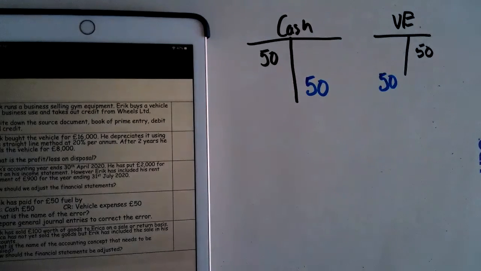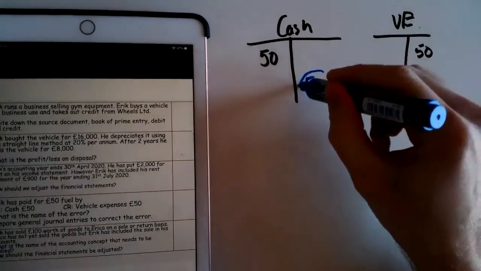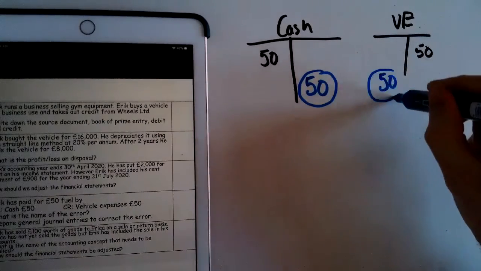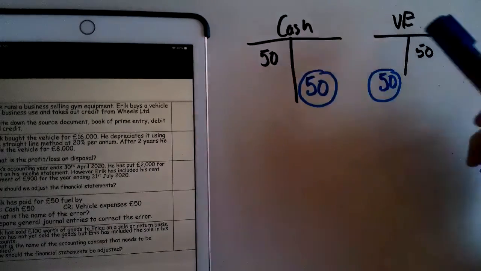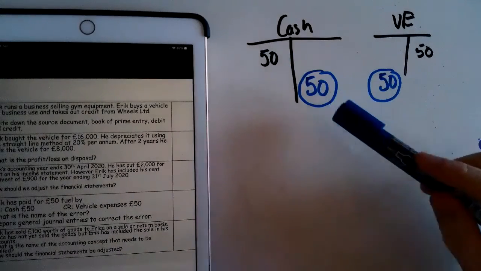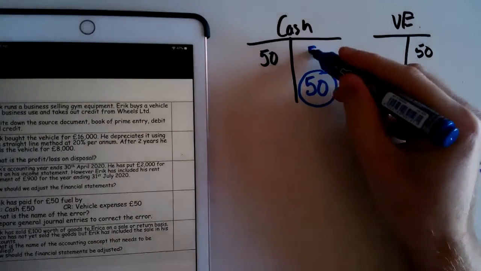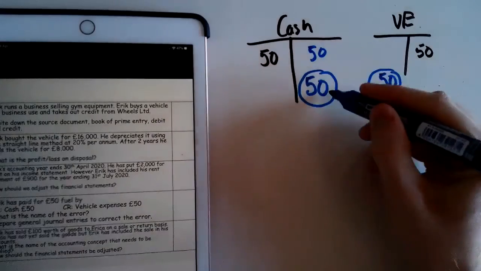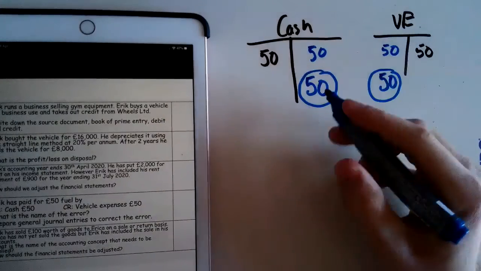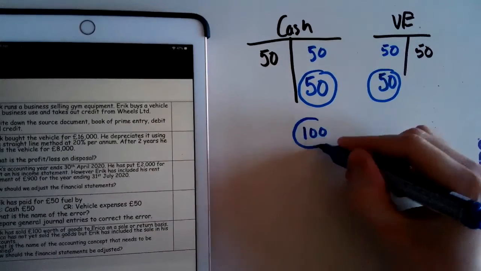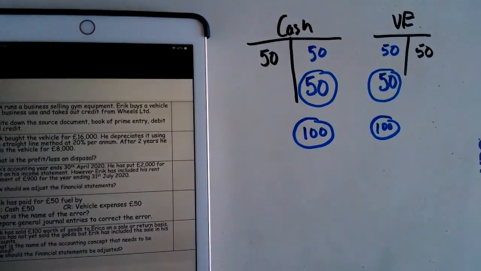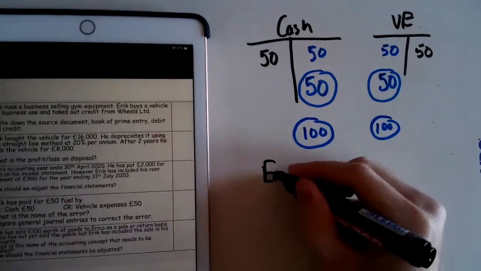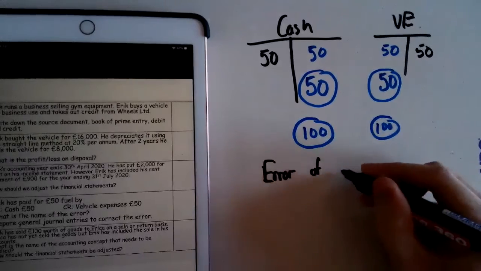So to make that happen, we need to credit cash by 50 and debit vehicle expenses by 50. So to get from the 50 on the other side to the 50 on this side, I need to, first of all, have 50 to cancel it out, and then put the 50 in that I want. So altogether, it's going to be 100 on the credit side and 100 on the debit side. So the name of this error is complete reversal.